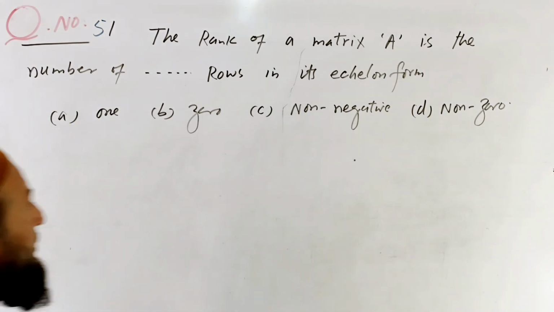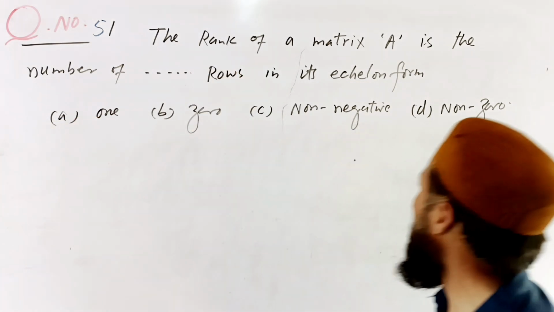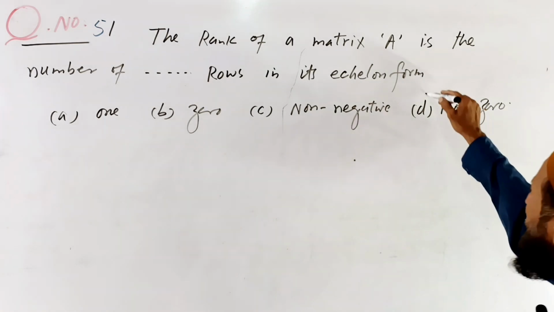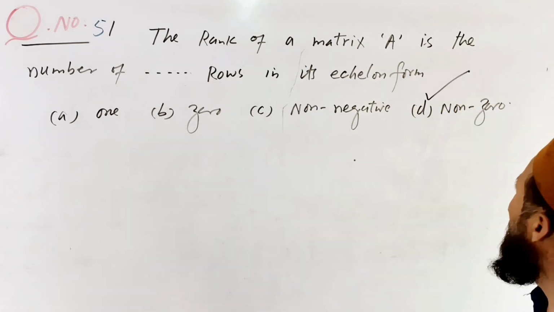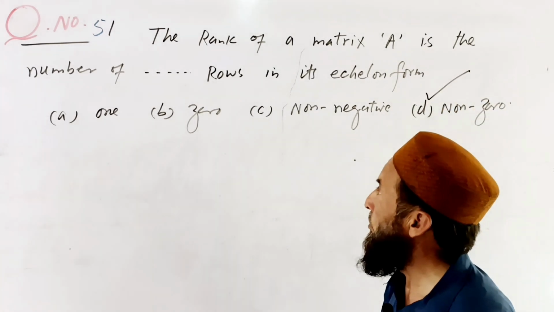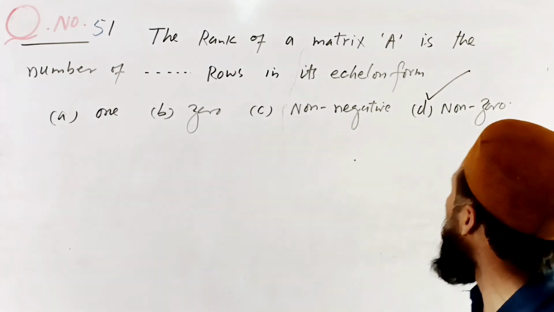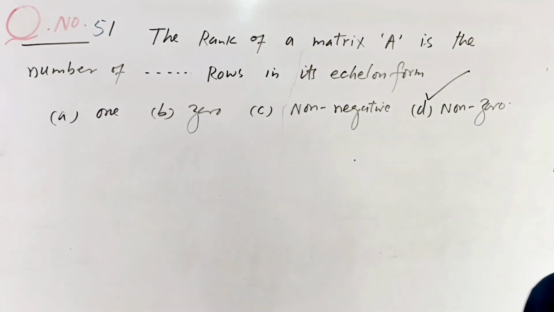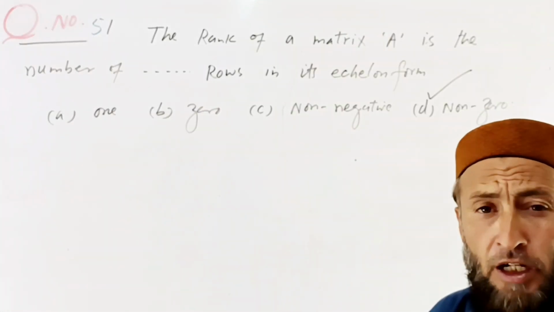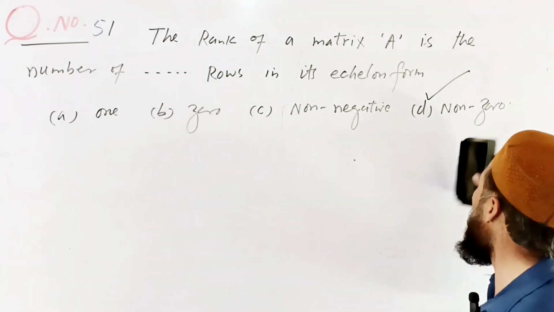The definition of rank of a matrix is the number of non-zero rows, which is equal to the rank of a matrix. So the correct answer is: the number of non-zero rows of any matrix is called the rank of a matrix.